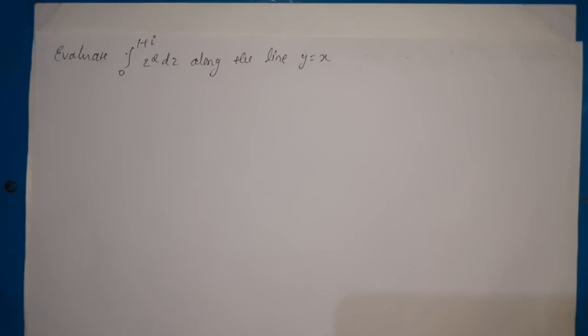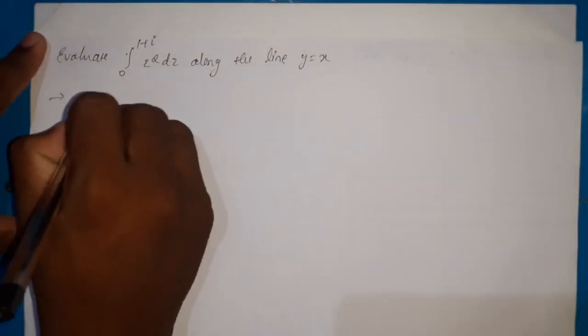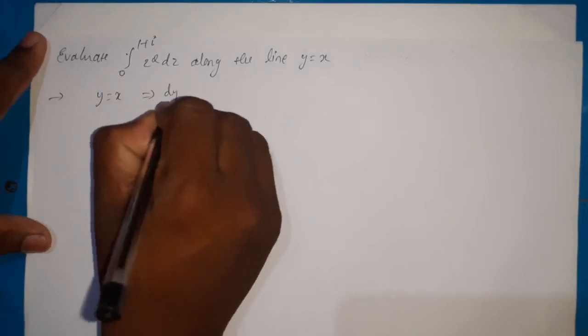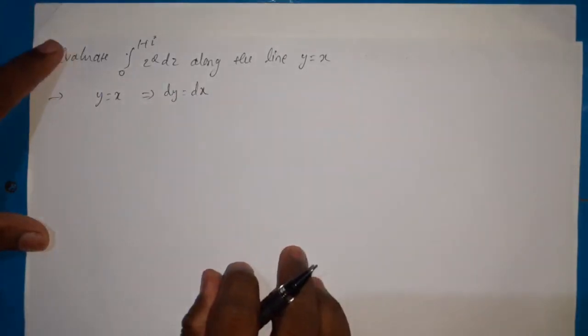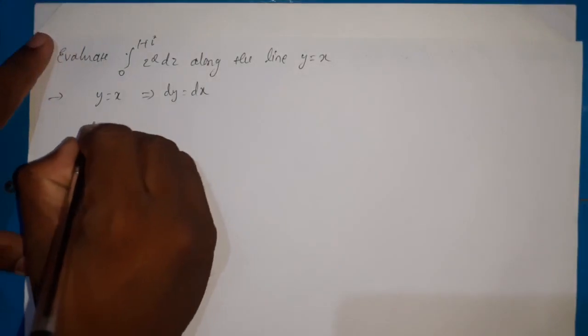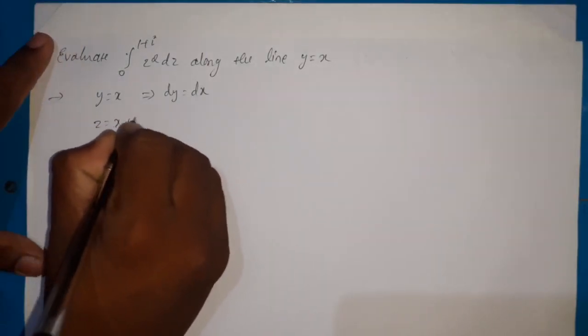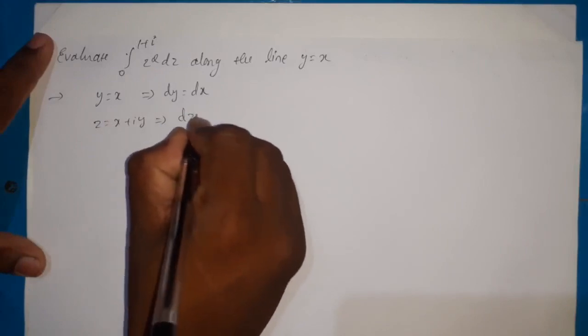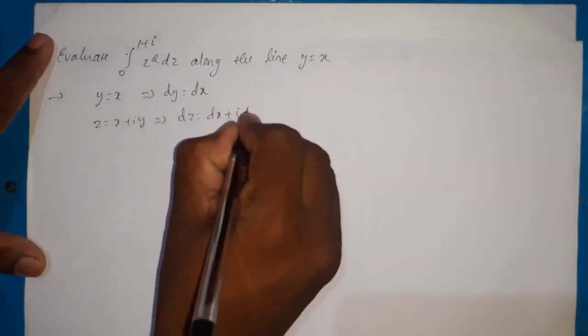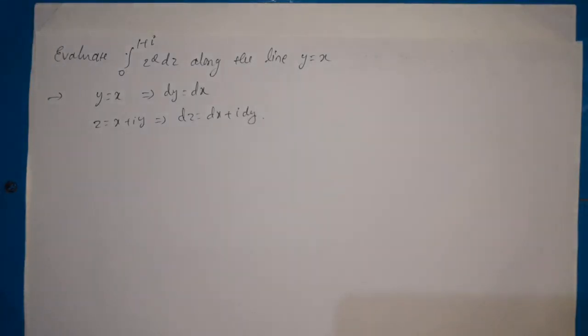Now, given that y is equal to x, it implies that dy is equal to dx. Then z equal to x plus iy implies dz equal to dx plus i dy. These are the two common things for each and every problem. So we need to consider the given equation of the line and differentiate that, and use z equal to x plus iy, and also differentiate that with respect to x and y.